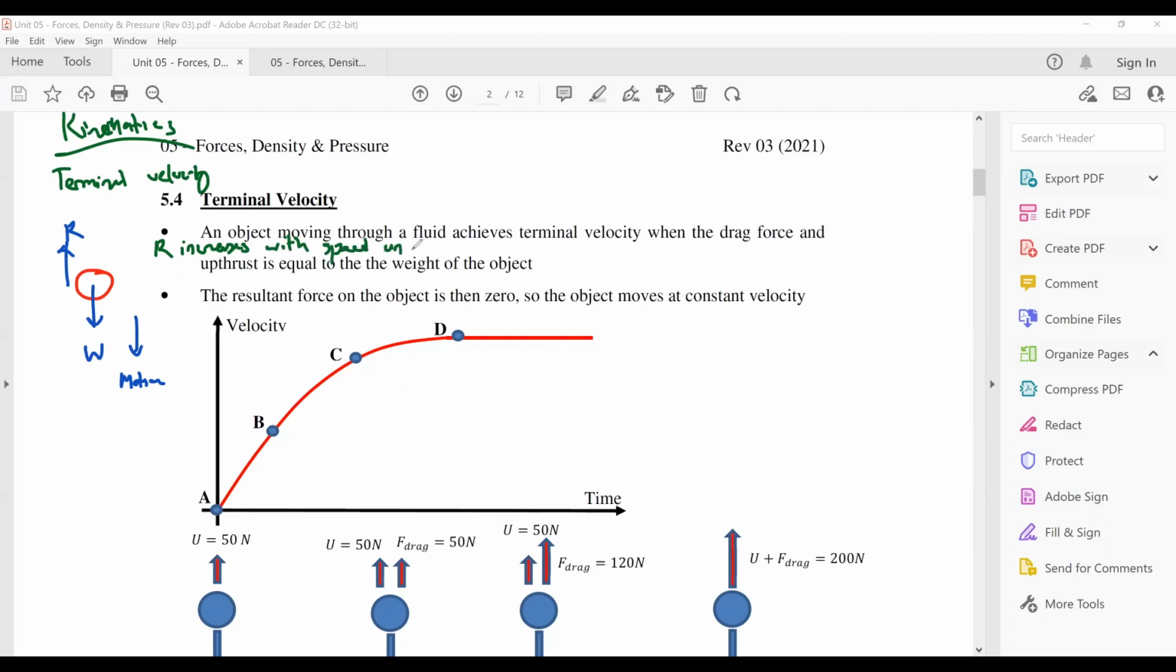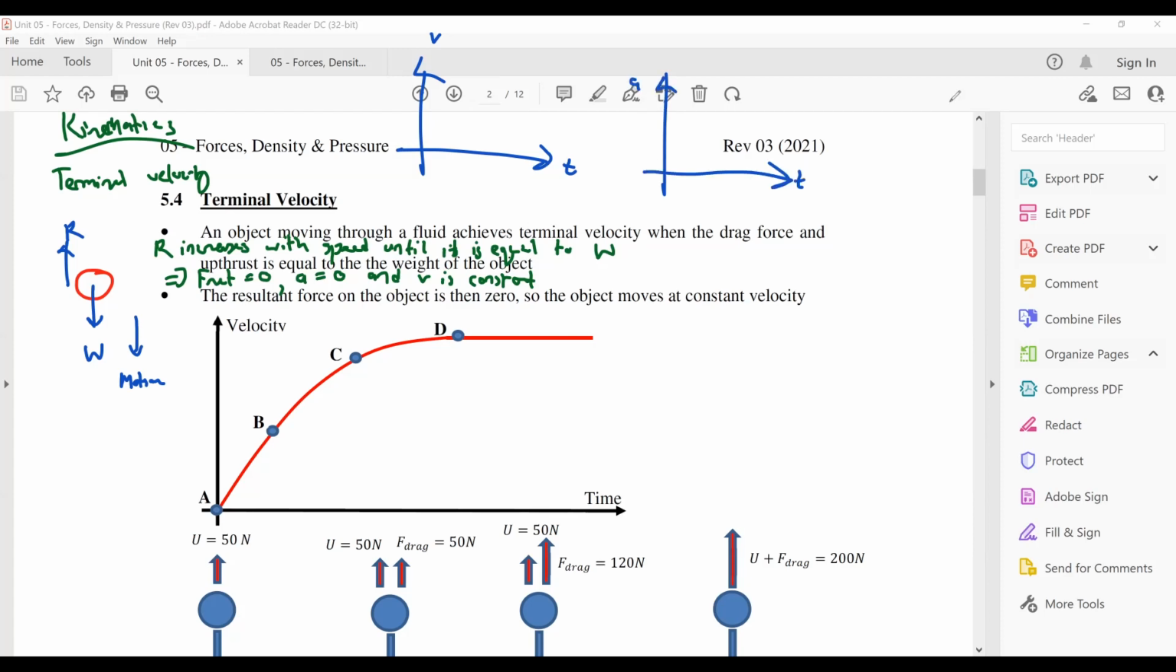until it is equal to W. So at that time, your F net will be equal to 0. Acceleration is 0. A is 0. And V is constant. So that time I mentioned to you that your graph for velocity-time and acceleration-time for something that achieves terminal velocity is something that looks like this.